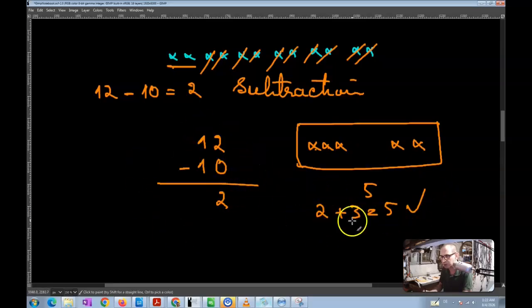Subtraction is the opposite of addition. In addition, you're putting things together. In subtraction, you're taking things away, right?